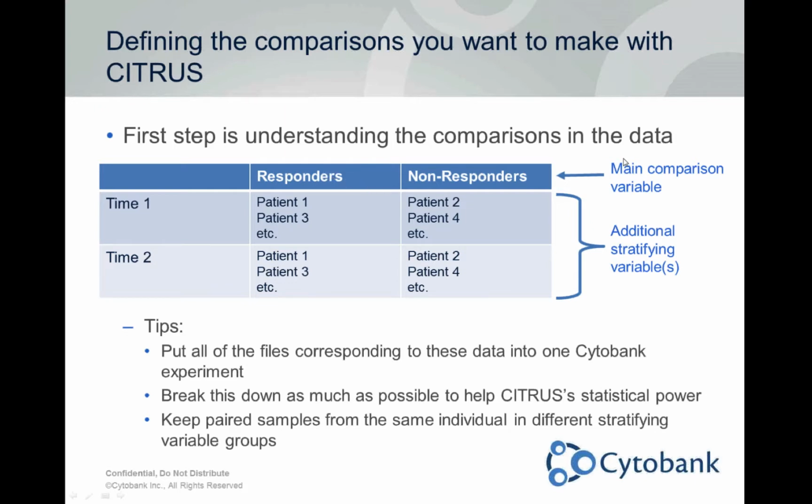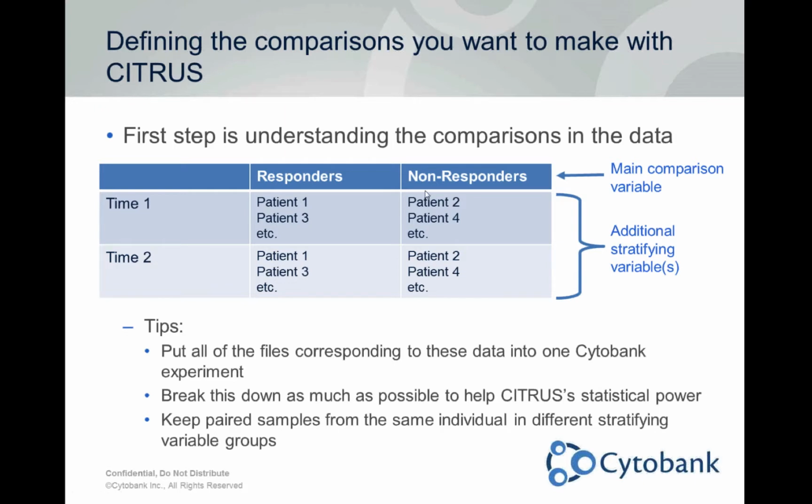This is, in this case, the thing that you want to compare the most. But you also might have other stratifying variables like time point 1 and time point 2. So if you want, put all of the files from one stratifying variable into one Cytobank experiment. So it helps to break this down as much as possible to help Citrus's statistical power.